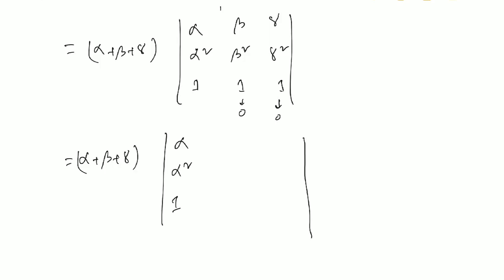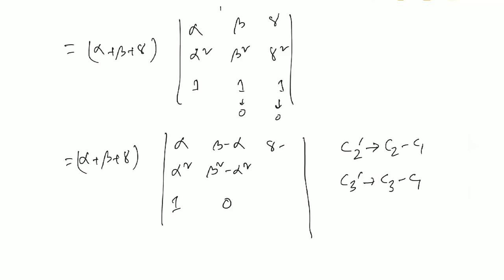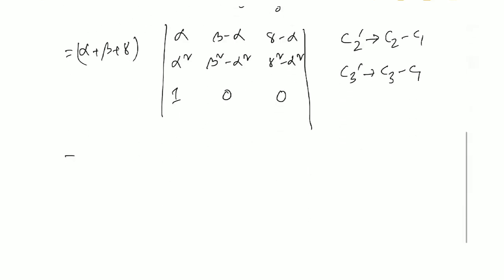Now say we change C2 as C2 minus C1, and similarly C3 as C3 minus C1. The target is to convert this 1 into 0. Similarly we get gamma minus alpha, and then gamma square minus alpha square, and 1 minus 1, that means 0. Now it's easy. Expand it along row 3.